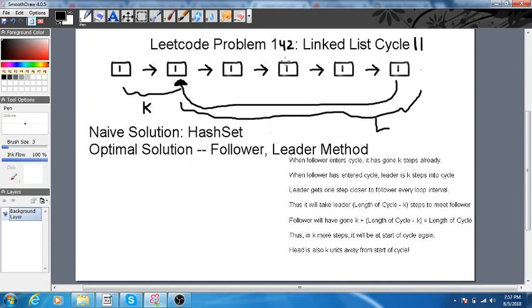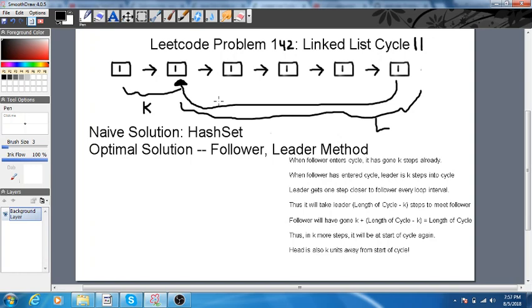The leader has to go the length of the cycle minus k to get back to the beginning of the cycle, and that's where the follower is. And the leader gains one step every single time, so that means it'll take the leader L minus k steps to meet the follower. I'll say that one more time in case you missed it, because it's the most important part of understanding this problem.